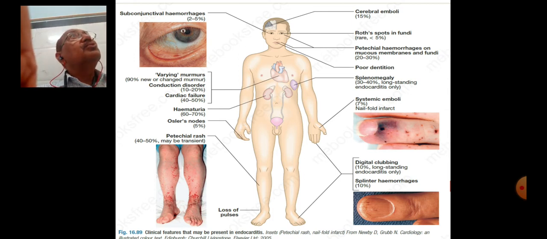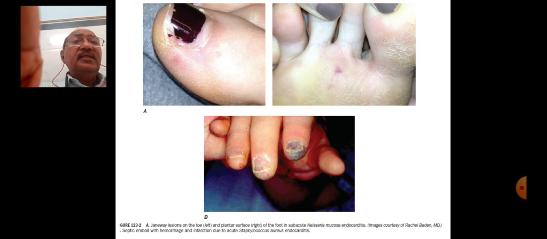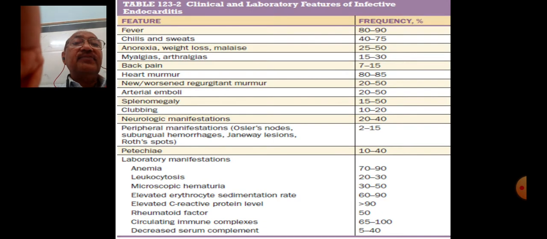So clinically, if the murmur is changing, one should always suspect underlying infective endocarditis. Varying murmurs, either new or changed, should never be missed, and always keep the possibility of infective endocarditis in mind. Here are Janeway lesions of the toe, as well as other embolic infarcts which you can find in the periphery.